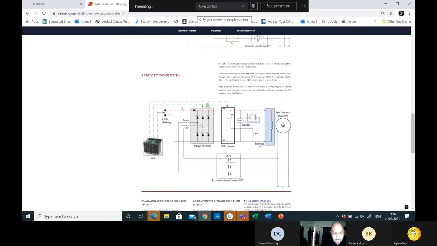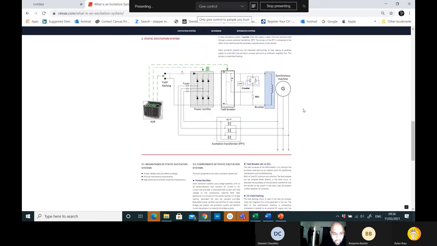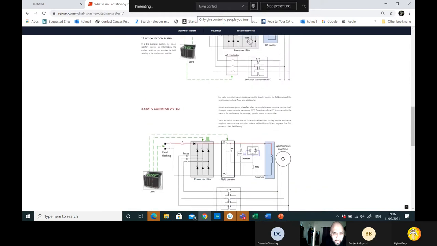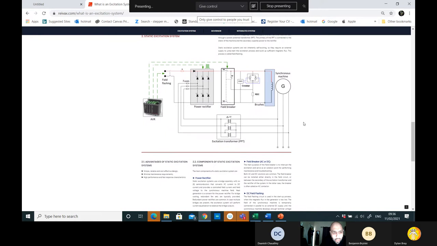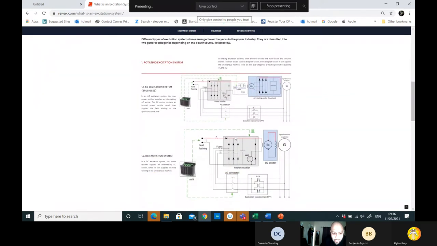It gives you something called a static excitation system as well. Now, the static is very similar to DC, but it just uses slightly different technology. It's a bit simpler, but it's not as efficient. So all you need to do is copy the diagram down, and you can just talk about the basic information here. This is just examples of what you can get from that link.